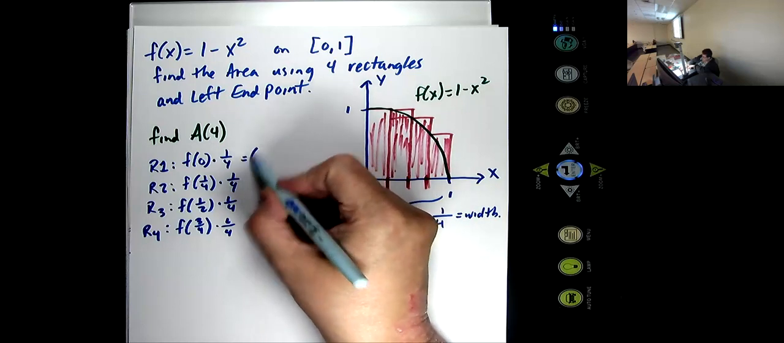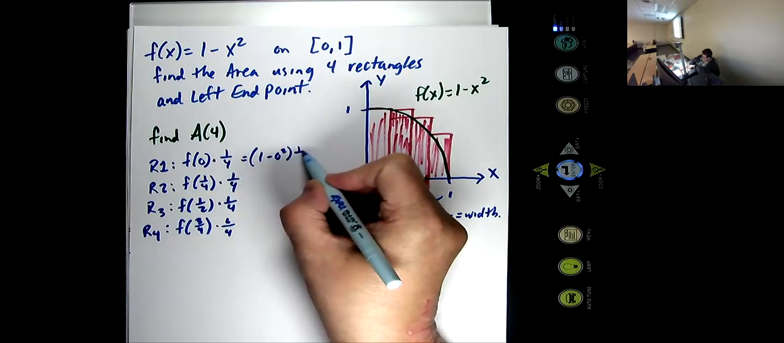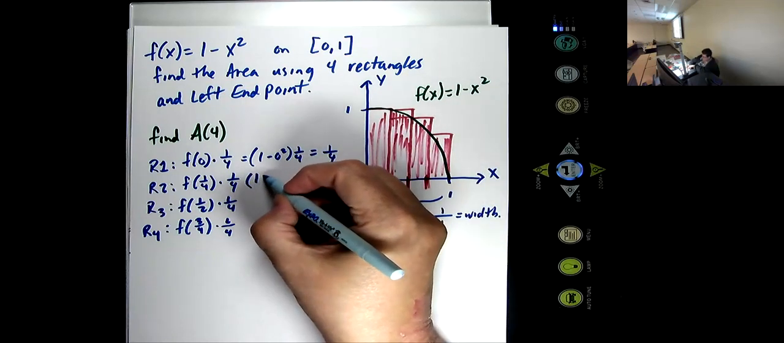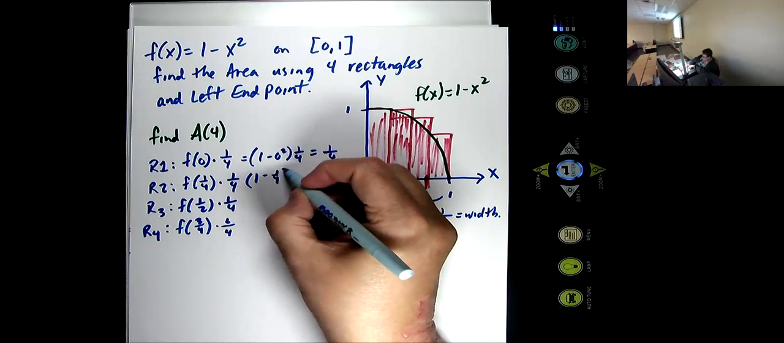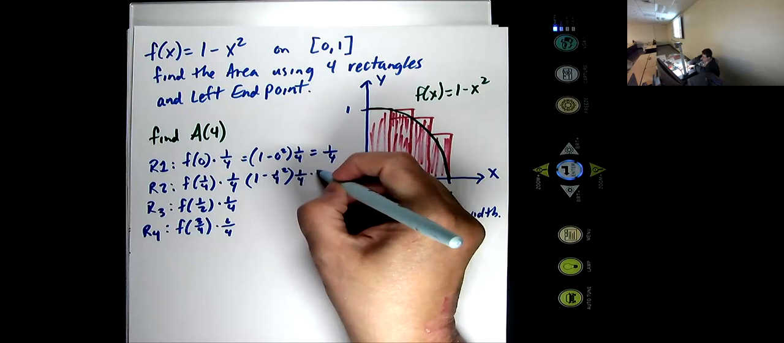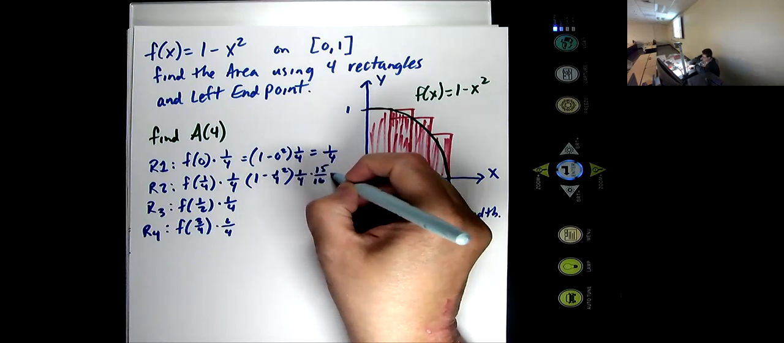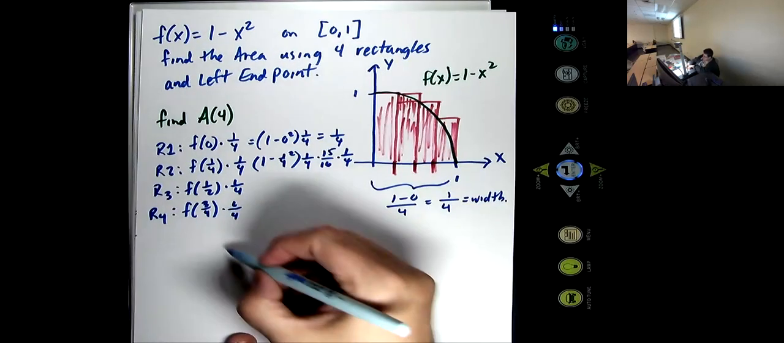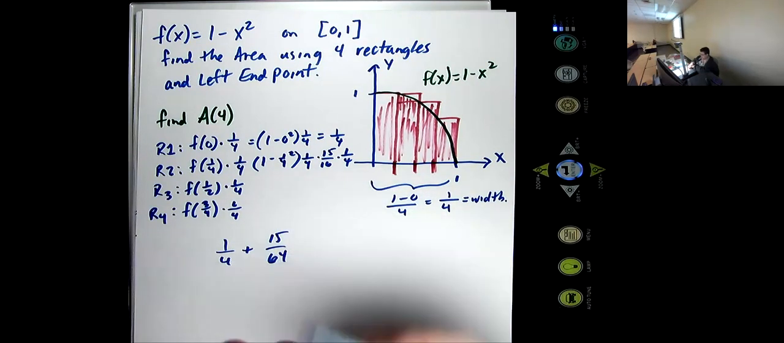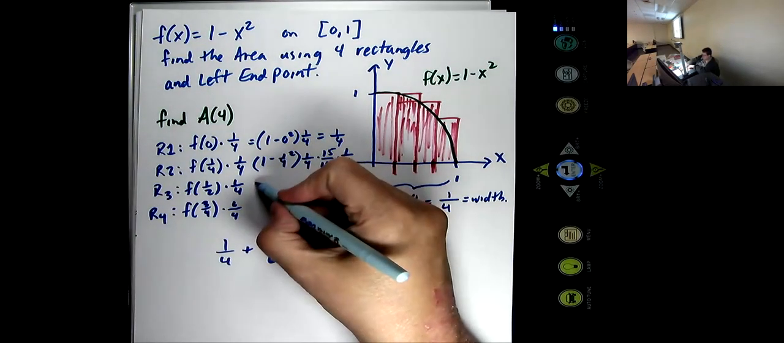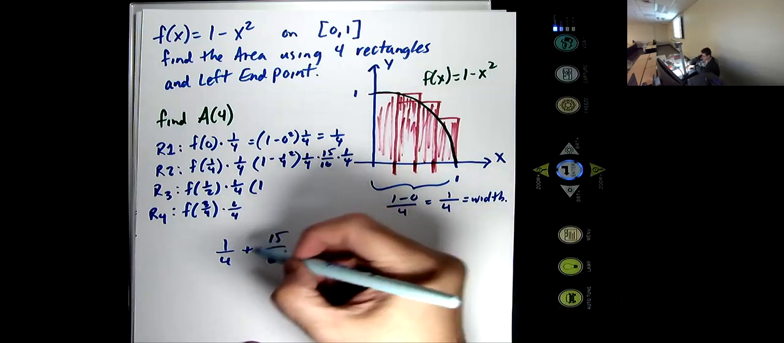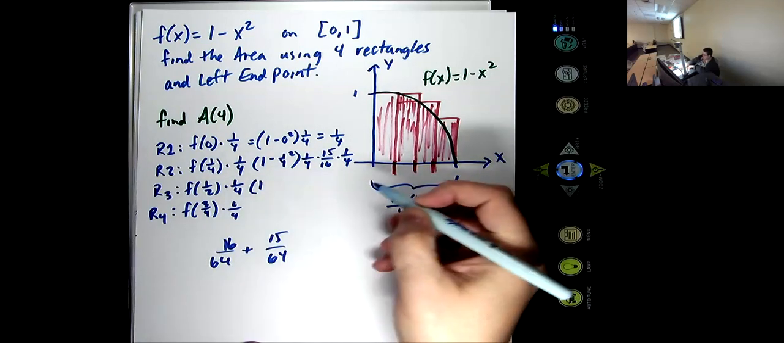We've got 1 minus 0 squared times 1/4, which is 1/4. 1 minus 1/4 squared times 1/4 is 15/16 times 1/4, which is 15/64. Maybe I'll write these in terms of 64ths, so 1/4 would be 16/64.